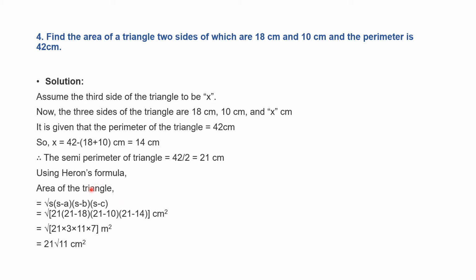So now again we are using Heron's formula. What is Heron's formula? Square root of S, S minus A, S minus B and S minus C. So again, 21 is the semi-perimeter, 18 is the first side, 10 the second side, 14 the third side. Now on solving, that is our answer. So that is the solution for question number 4. Now question number 5 we will discuss.